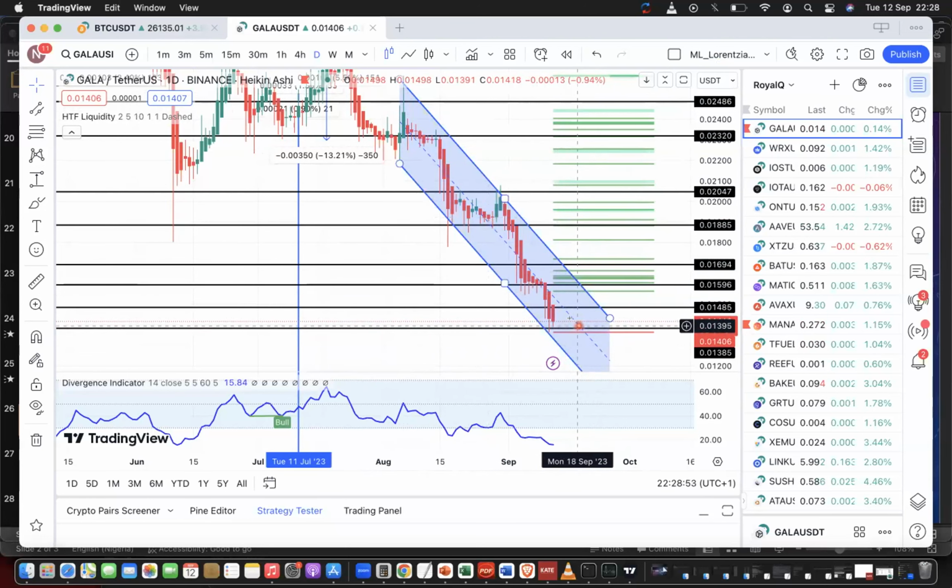So if you enter, 4%, 5% is good enough. Don't try to do 10 or 20, because the market can reverse and continue. But I see this as Gala moving uphill.